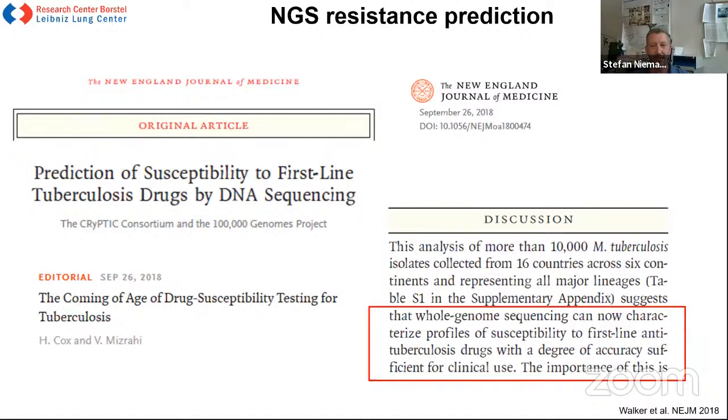A number of other labs are now also completely changing their procedures, at least for first-line drugs, and for second-line drugs, the relevant studies are on the way.